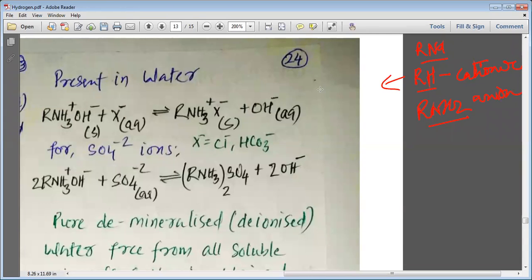When we pass through the cationic resins, we get H plus. When we pass it through the anionic resins, we get OH minus produced. This H plus and OH minus, when they combine, they give us water, and thus we will have the demineralized, deionized water by passing it through the cationic and anionic resin. Each time we get these ions, and thus the neutralization takes place.